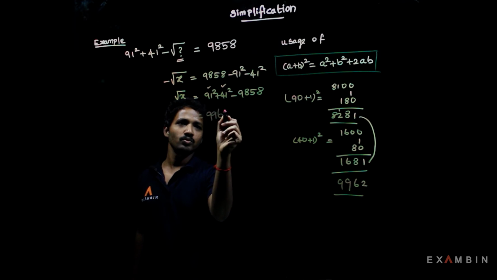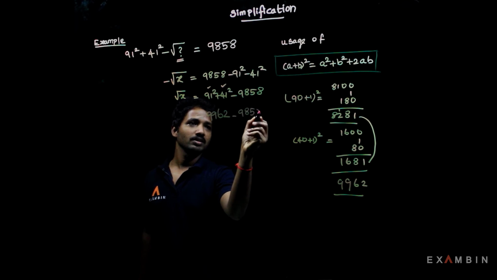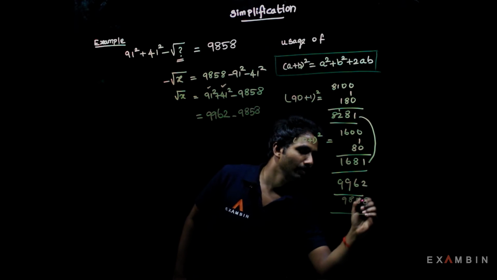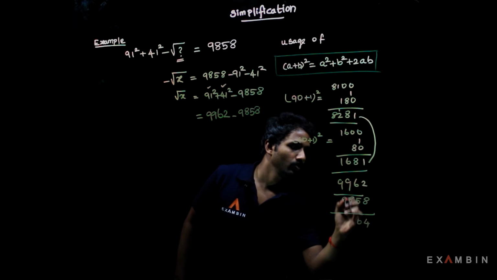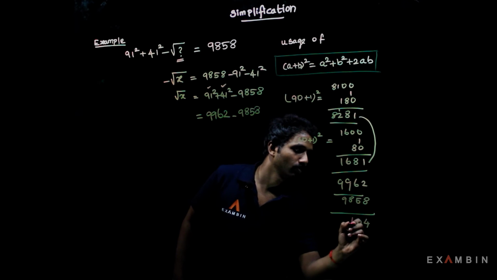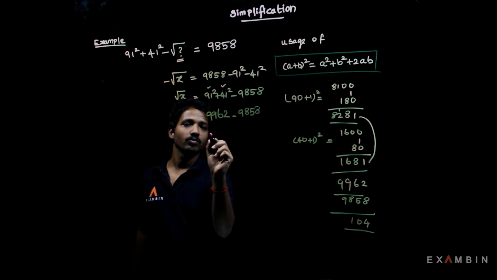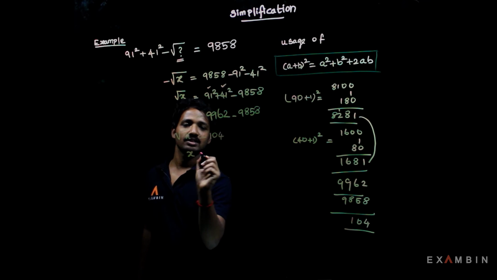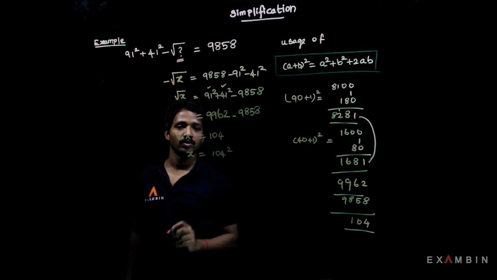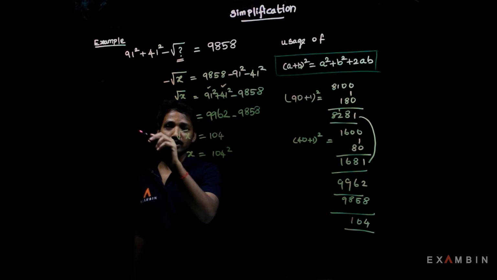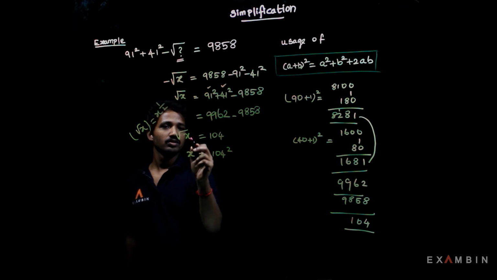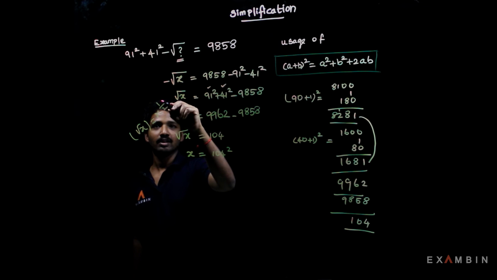So it's 9962 minus 9858. So I am writing 9858 here. 12 minus 8 is 4, 5 minus 5 is 0, and 99 minus 98 is 1. So it's 104. So root of x is equal to 104. Then x will be 104 square. What I am doing here is taking root x as x power 1 by 2, so I am multiplying both sides by 2. These 2 and 2 will be cancelled, so x.